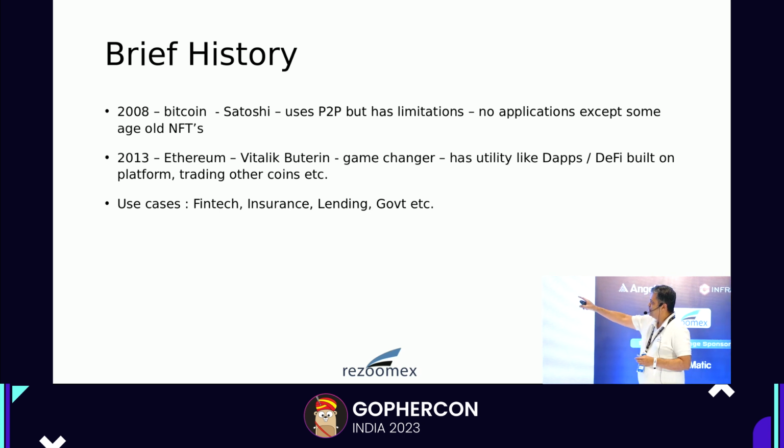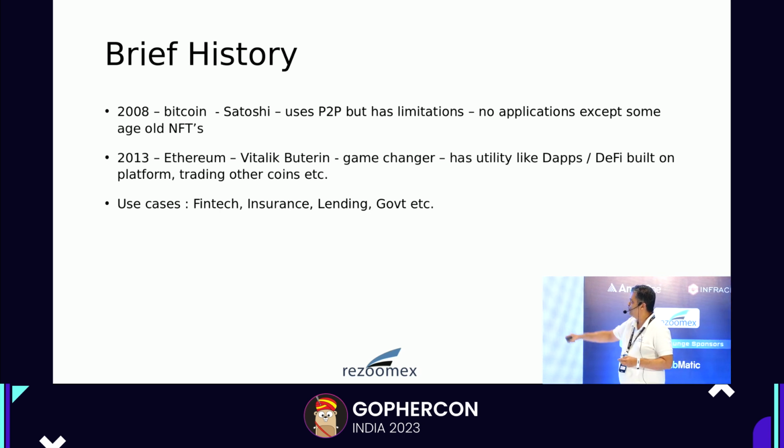So just a brief history. It all started in 2008 with Bitcoin. Satoshi is an anonymous person, nobody knows who he is, but he was the pioneer. It is a peer-to-peer application, but obviously it has limitations like the TPS is too slow. One transaction in the Bitcoin network commits after 10 minutes, which is totally not acceptable in today's world.